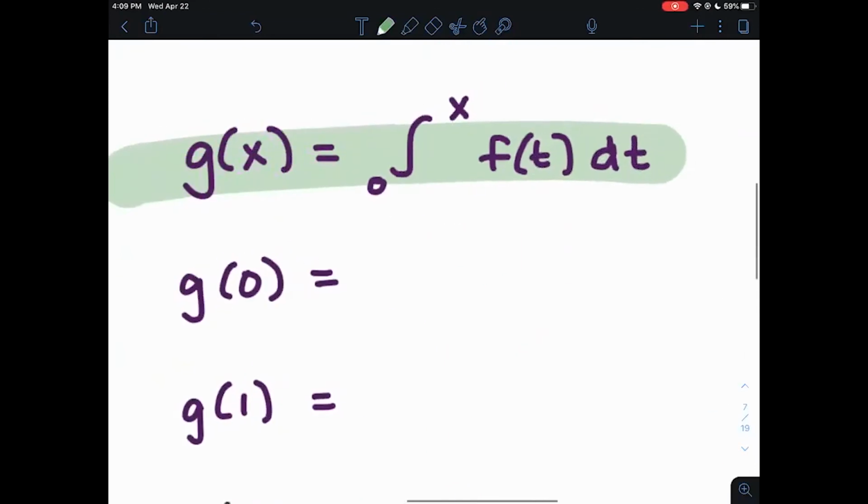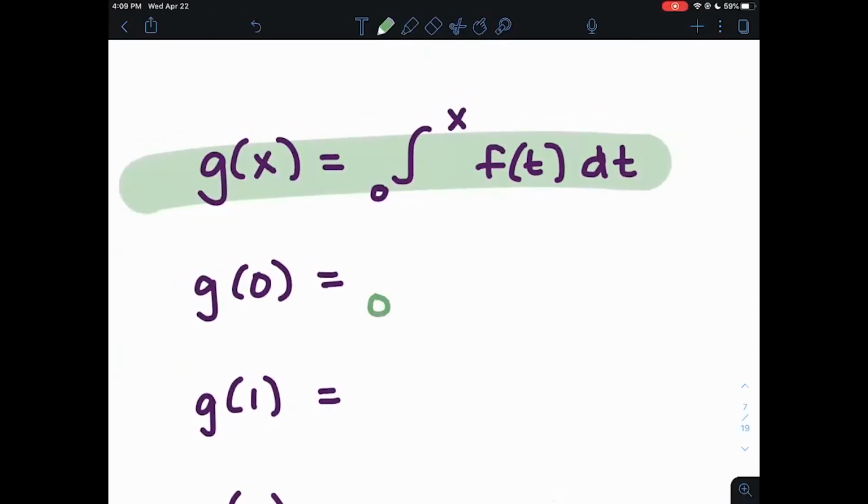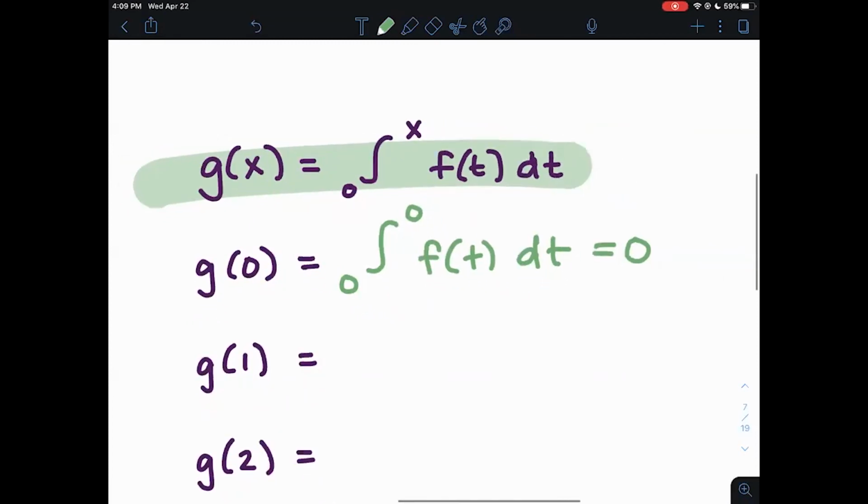So g of x is my area under a curve between 0 and a specific point. So now, for example, that would mean that g of 0 is the integral from 0 to 0 of f of t dt. The area under the curve from 0 to 0, well, that is 0. There is no area when we're just talking from point to point that is exactly the same. But then we can keep going. The integral from 0 to 1 of f of t dt.